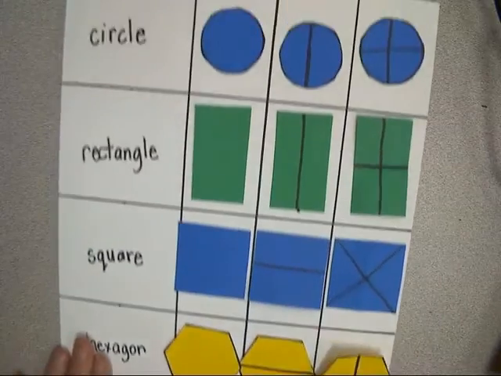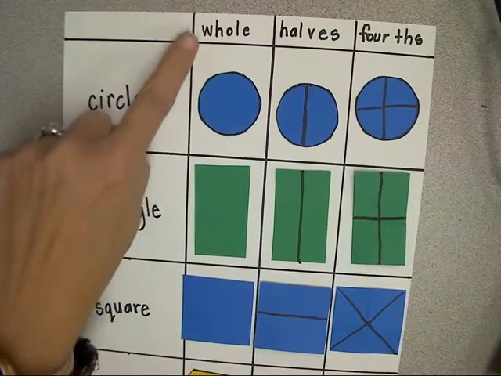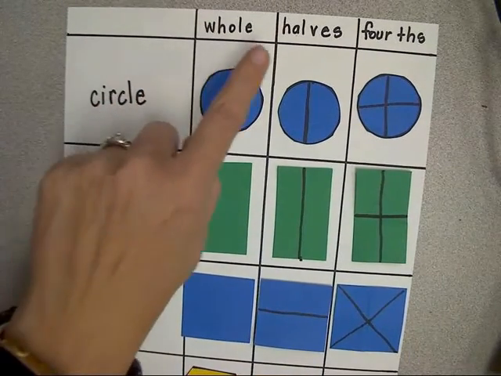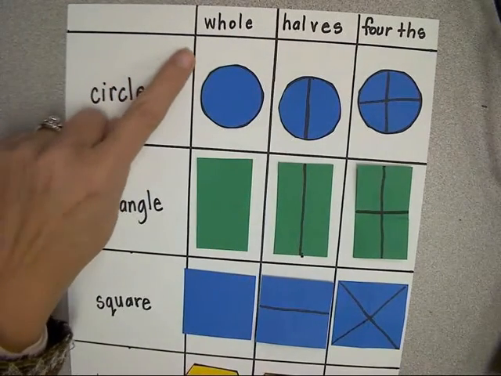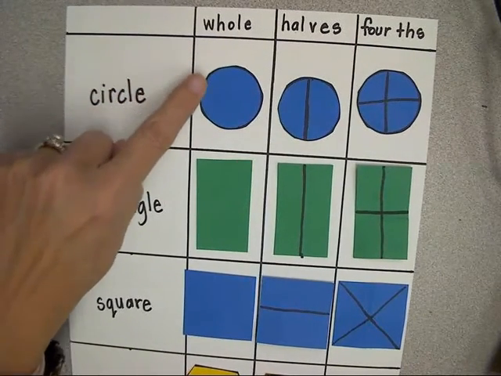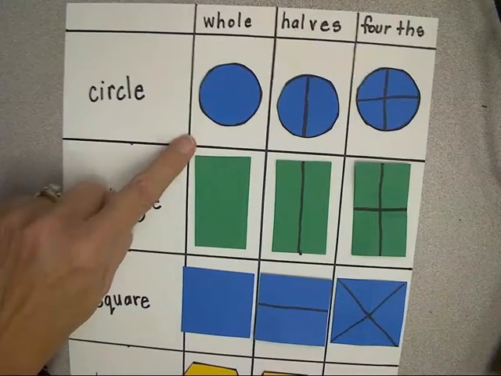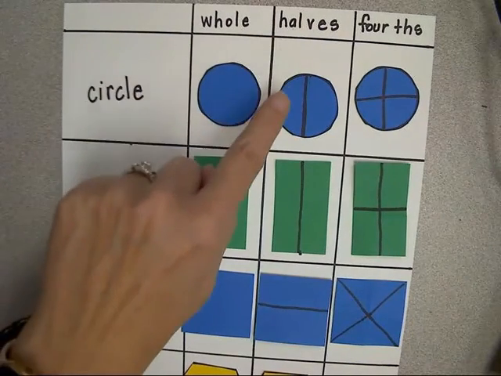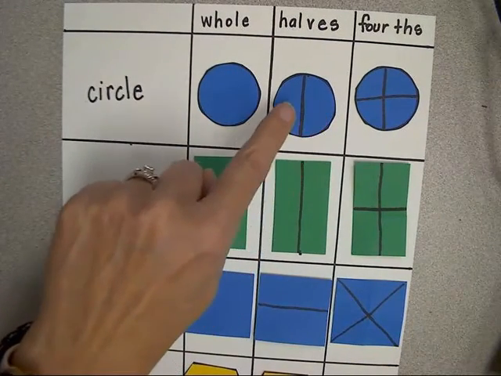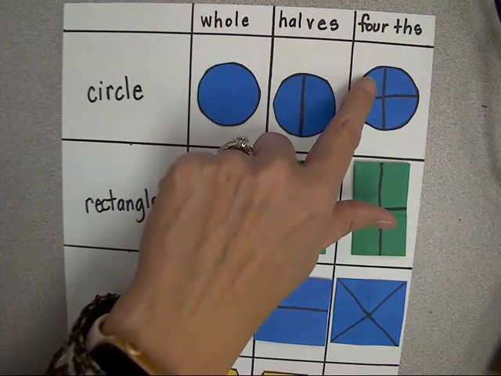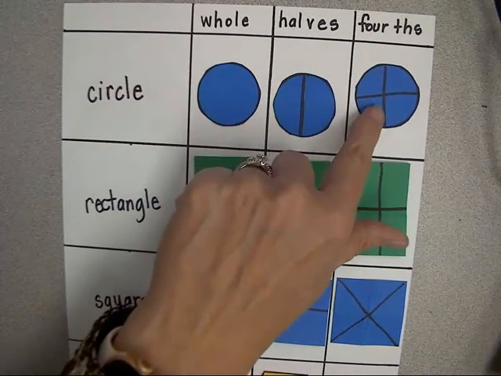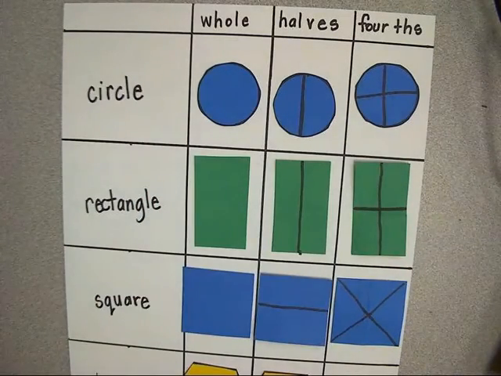So we have looked at whole, halves, and 4ths. We know that whole is in 1 whole piece. Halves are in 2 equal parts, and 4ths is in 4 equal parts.